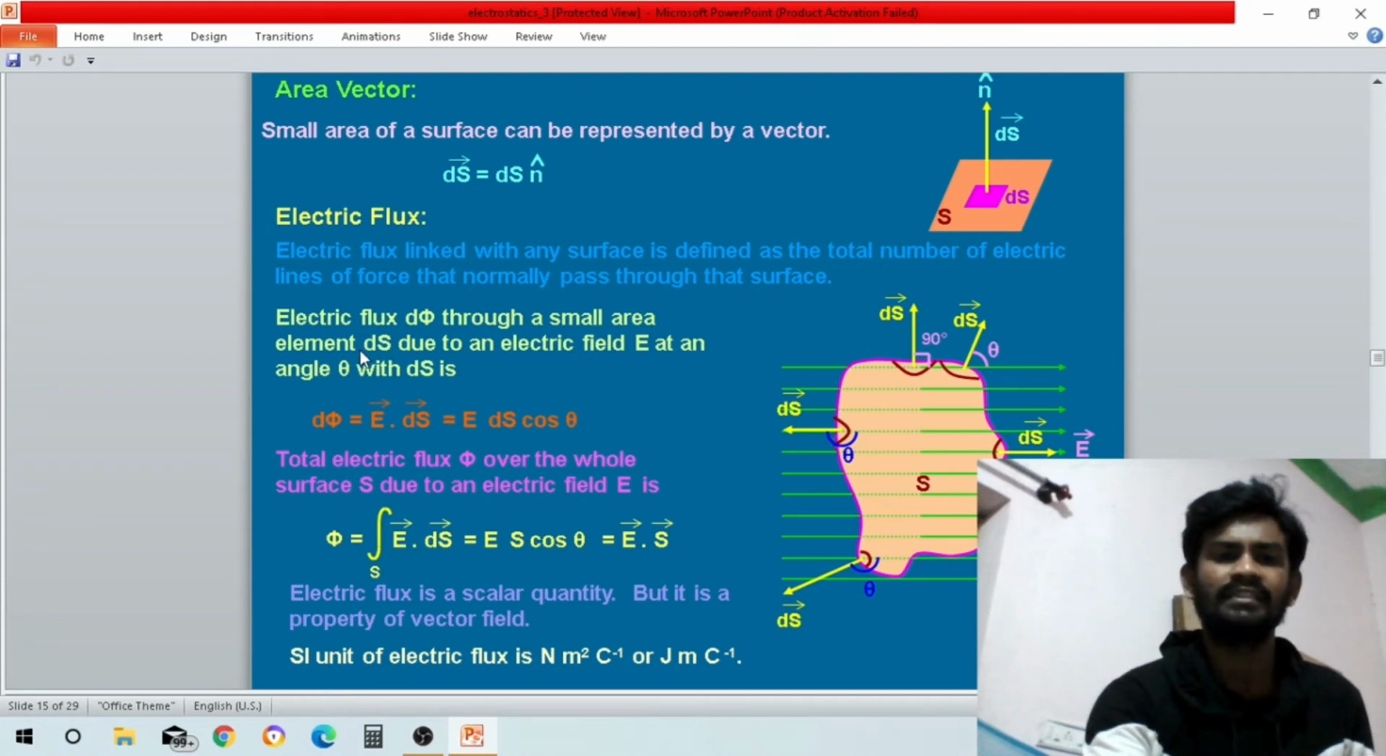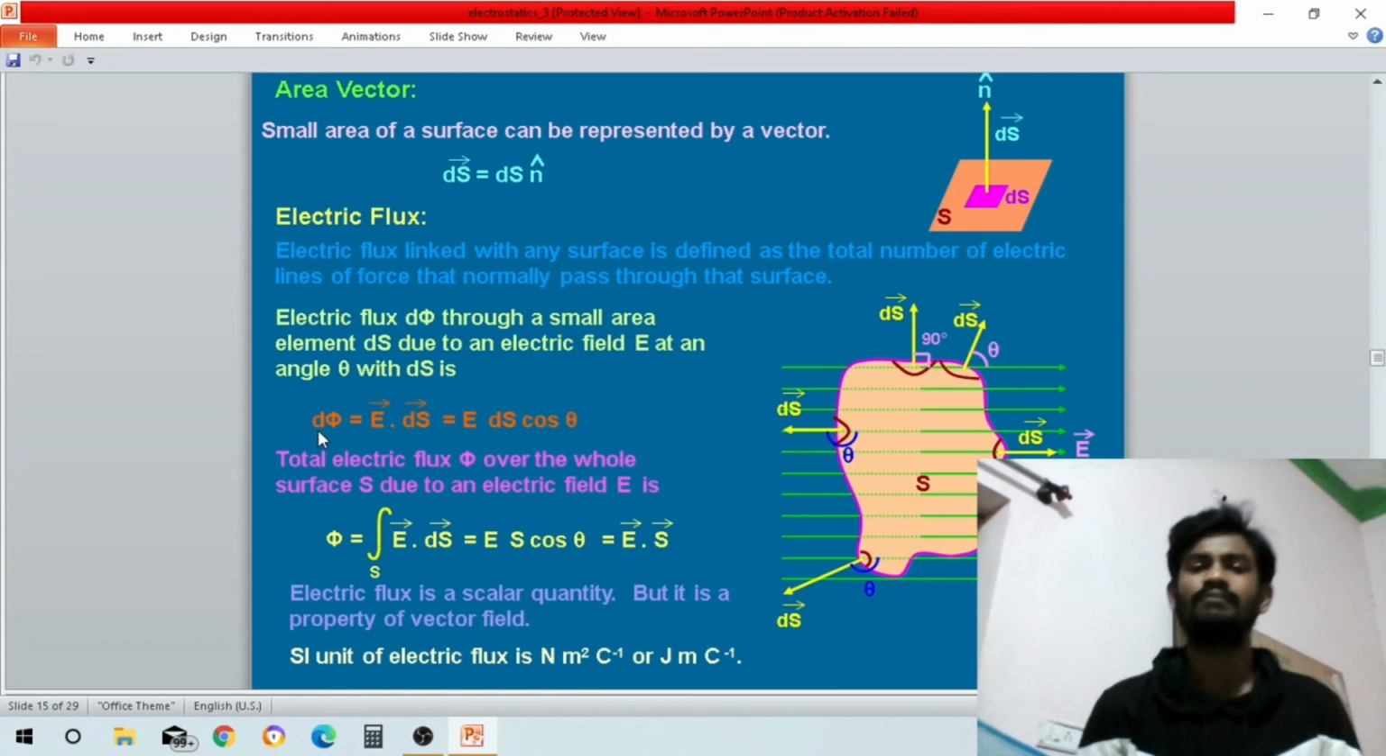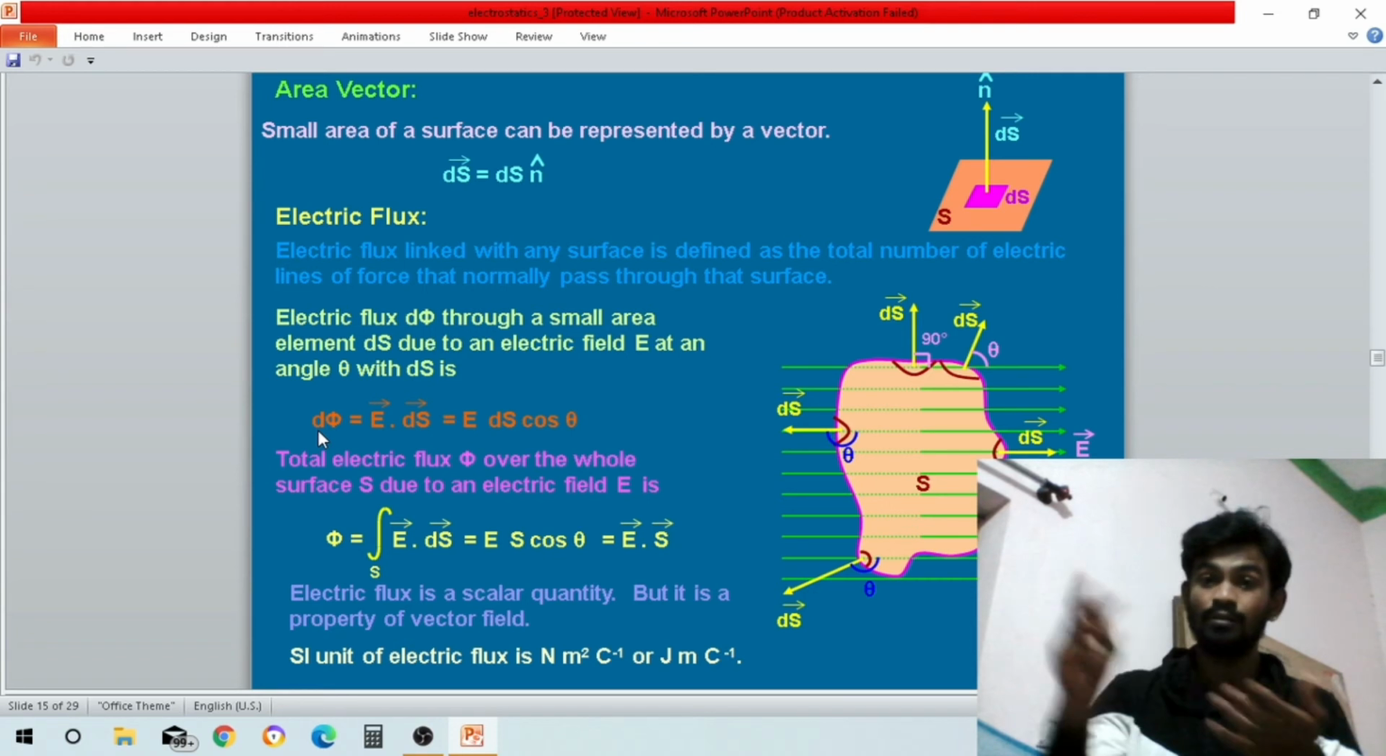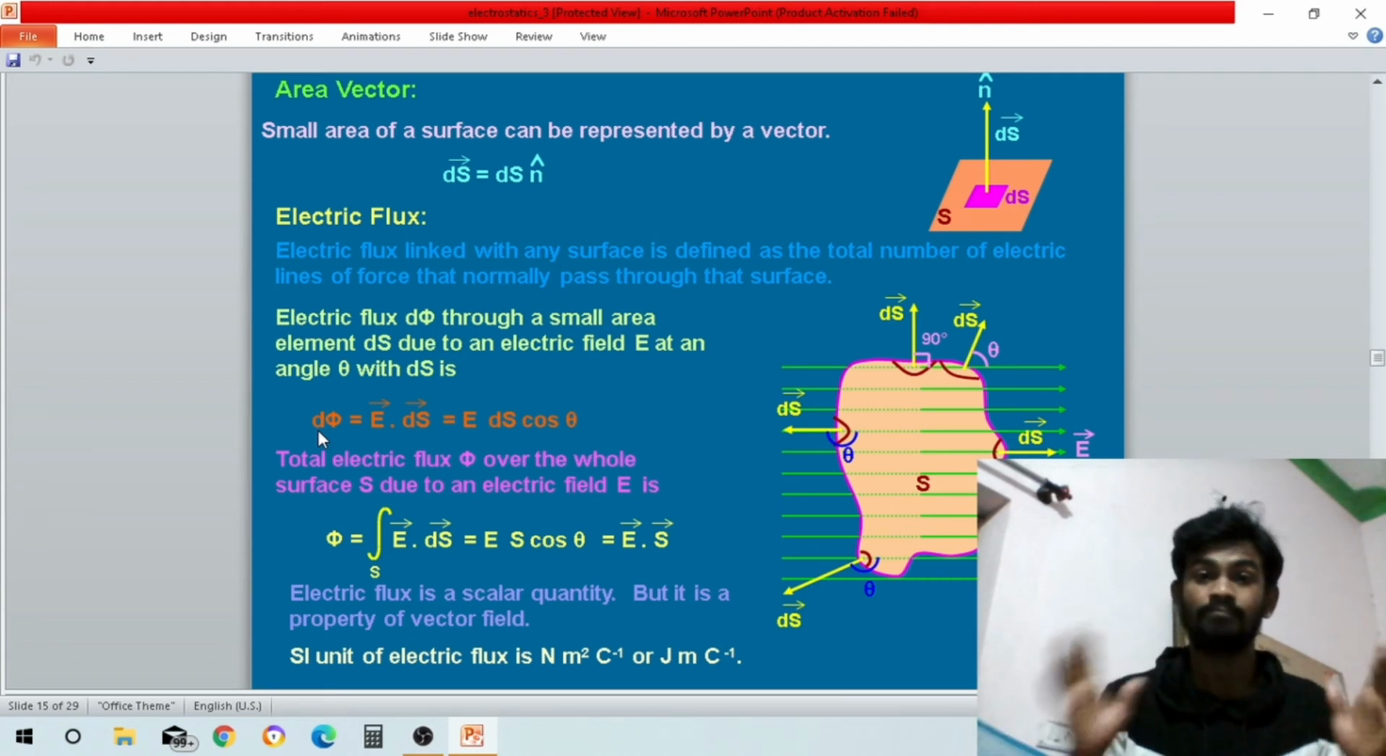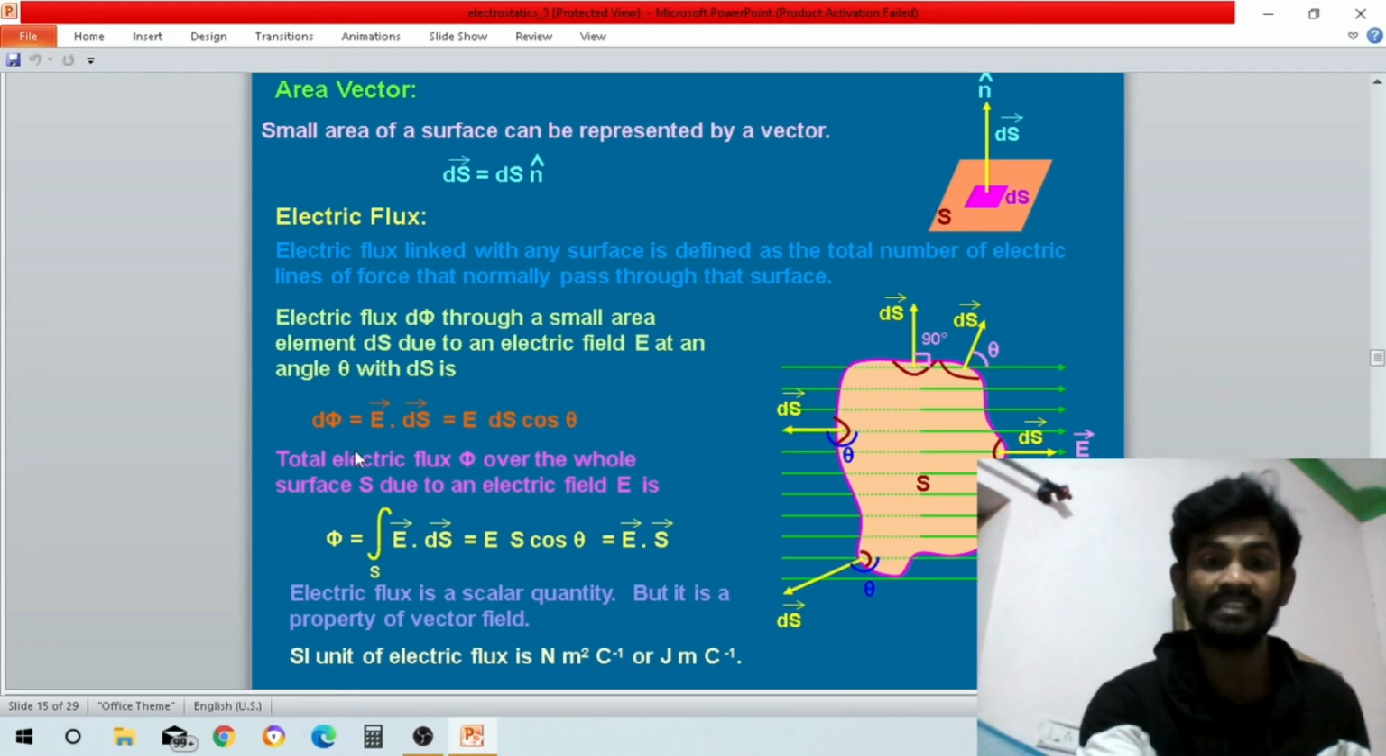Here d phi means the electric flux through the small area dS vector. So d phi is defined as the dot product of the electric field and the area vector, that is E vector dot dS vector. So it is E dS cos theta.